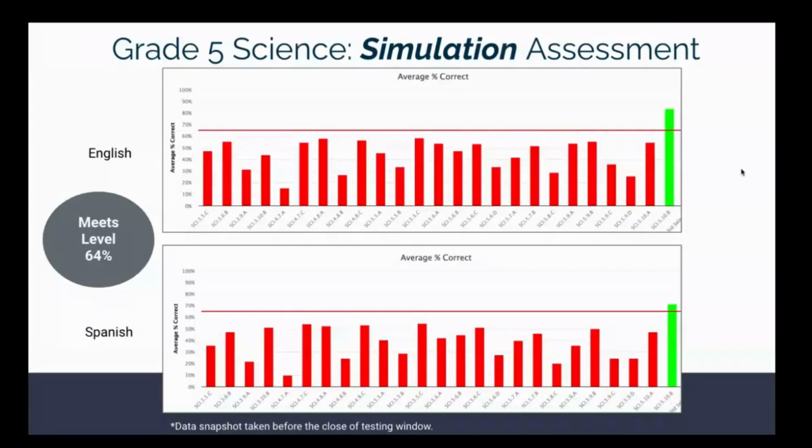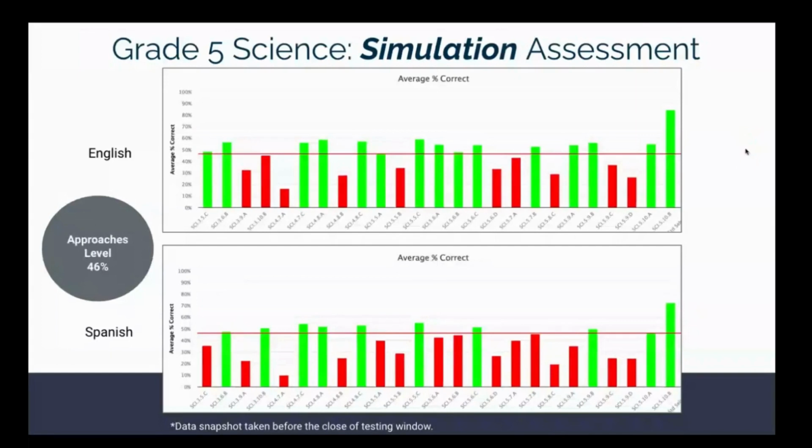However, whenever we look at the same data within the approaches range at 46%, we can see that some of those standards are in the green, therefore giving us a different perspective of how we can utilize this information. If we were to use this information as is with the approaches level, we can see that we can focus on a much more targeted approach to some of these standards. My recommendation for you all is to focus on the readiness standards.